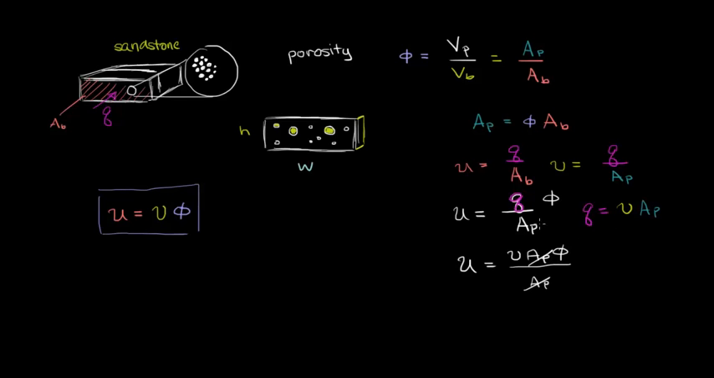So anyways, I'll talk about that more in future videos, but hopefully this gives you some kind of sense of a relationship between this flow rate divided by bulk area versus this flow rate divided by area available to flow, and how porosity is that connection.